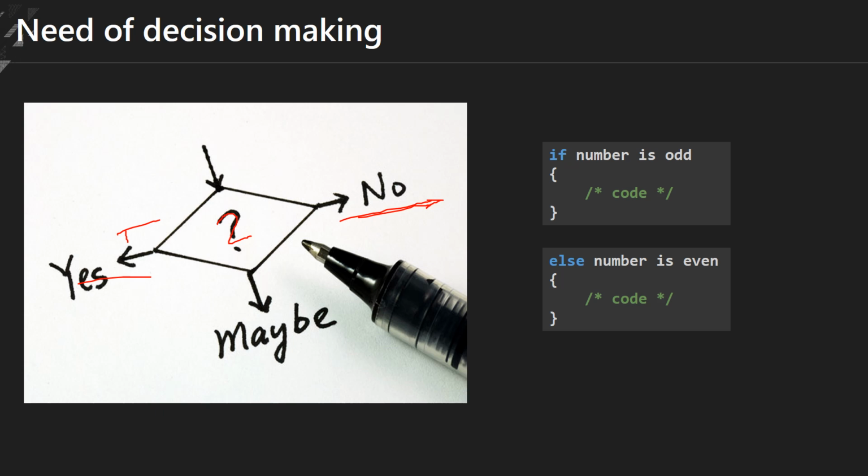Here is one example I am showing. If the number is odd, this block of code is executing. If the number is not odd, this else part will be executing. So this part of the code is executing, which means it is even. If you want to take multiple decisions in a single statement, you have to use decision making in any programming language. Once you understand the need of decision making, let us explore each one of them in detail in the next slides.